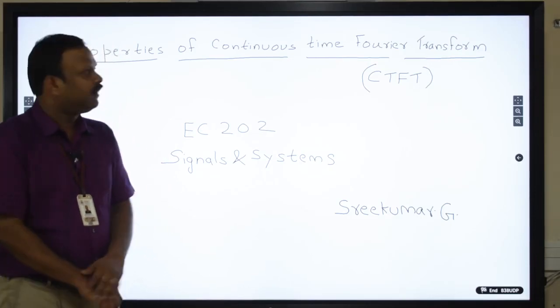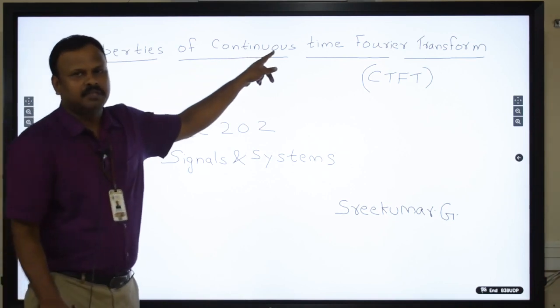Today I am going to take the topic properties of continuous time Fourier transform.